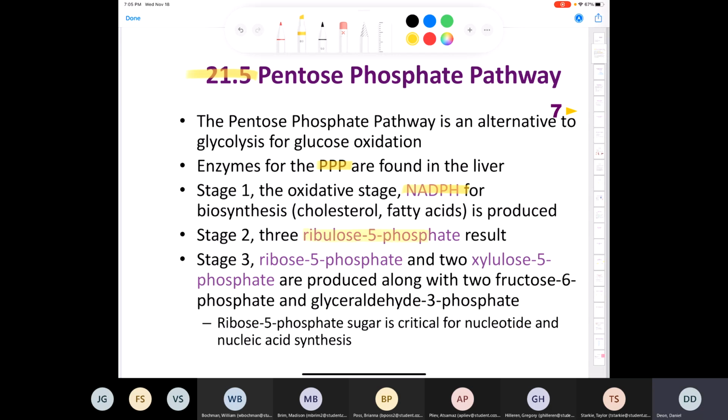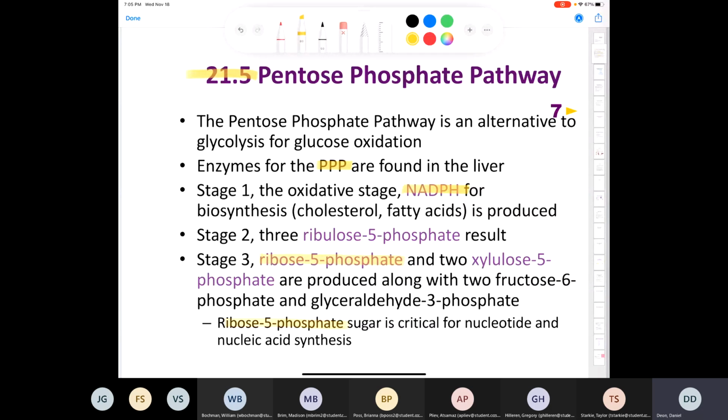this molecule here, ribulose 5-phosphate. And if you look at the third step, you produce a molecule that I think is even more interesting, ribose 5-phosphate, which is used for the synthesis of nucleotides like ATP. As it says here, ribose 5-phosphate sugar is critical for nucleotide and nucleic acid synthesis.